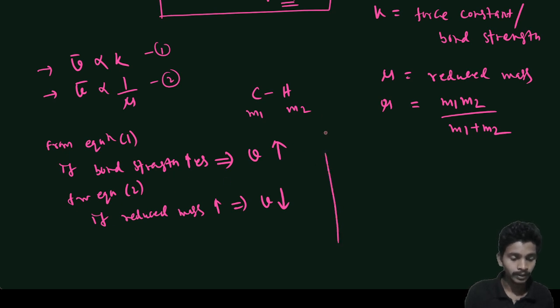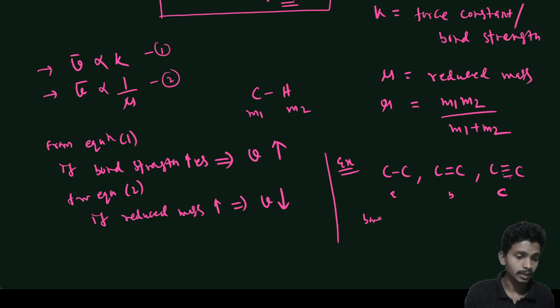How do you explain that? Let's take examples: a C-C bond, a C double bond C, and a C triple bond C. Let's say these are A, B, and C. Here the bond strength increases. In C there are 3 bonds, so its strength will be high. If the bond strength is high, then the stretching frequency is also high. So the bond strength is C greater than B greater than A, and the stretching frequency is also C greater than B greater than A.